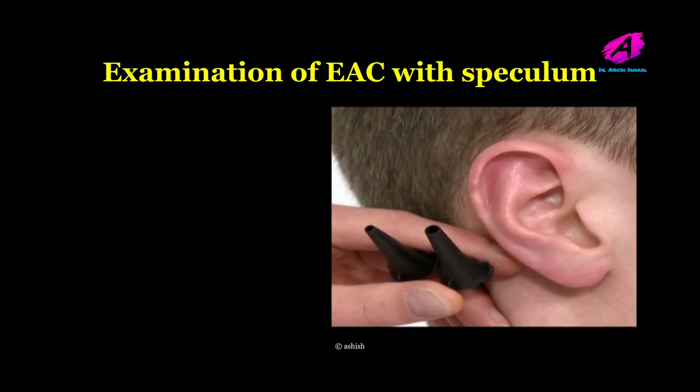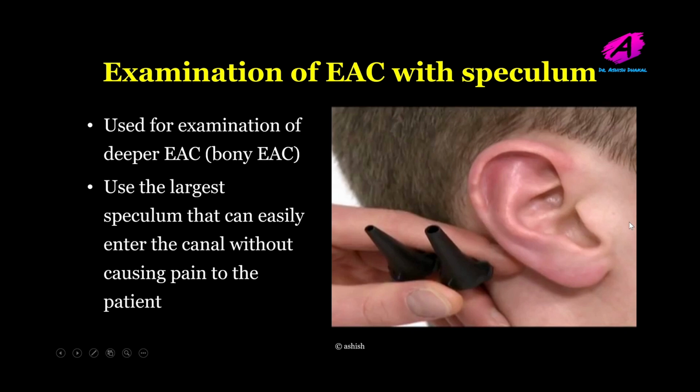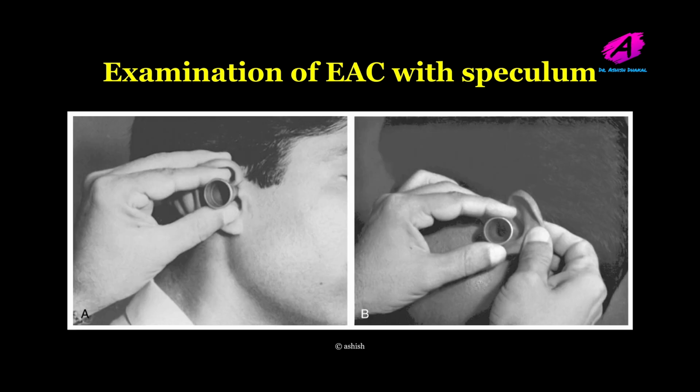Then examination of the external auditory canal with a speculum. This is used for examination of the deeper external auditory canal, that is, the bony part of the external auditory canal. For this you use the largest speculum that can easily enter the canal without causing pain to the patient. That is of utmost importance. The size of the speculum should be the largest one that fits in the external auditory canal of the patient without causing pain.